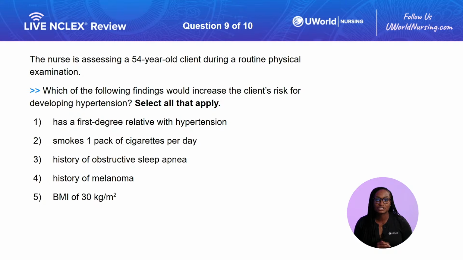Good job. Next question. The nurse is assessing a 54-year-old client during a routine physical examination. Which of the following findings would increase the client's risk for developing hypertension? Select all that apply. Option 1, has a first-degree relative with hypertension. Option 2, smokes 1 pack of cigarettes a day. Option 3, history of obstructive sleep apnea. Option 4, history of melanoma. Or option 5, BMI of 30 kg/m². Let me know what you think in the chat. Basically, what are the risk factors for hypertension?